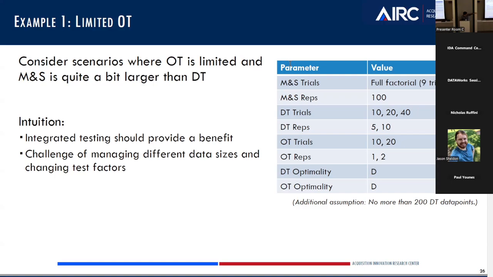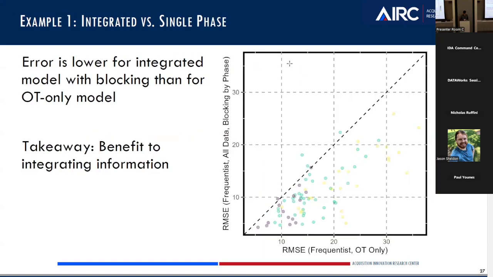So I took a set of different DT number of trials, a set of DT number of reps, a set of OT number of trials, a set of OT number of reps, ran all combinations of those, and then several reps for each of those combinations. So it's about 100 test cases of synthetically generated data for this example. Okay, so let's look at some results.